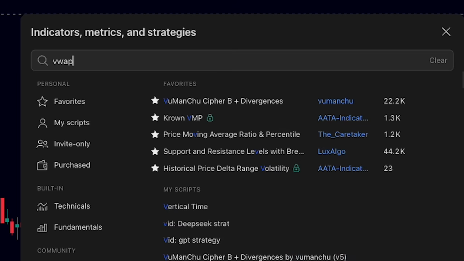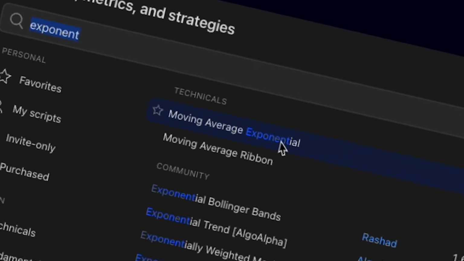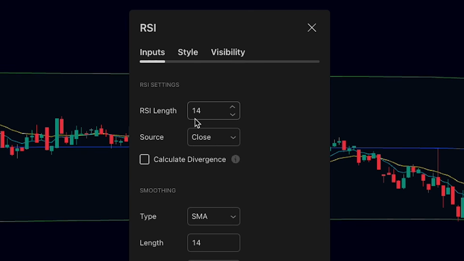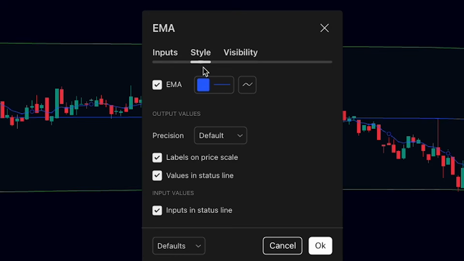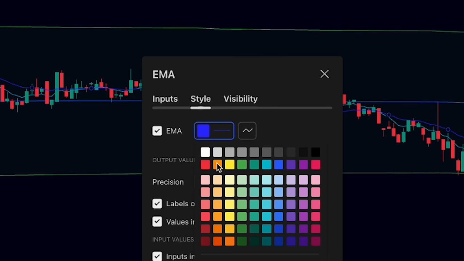We'll need to add these indicators: volume weighted average price, exponential moving average, twice, and the RSI, or relative strength index. Let's go to the RSI and make sure length is set at 14. Then let's go to the first exponential moving average and set length to 9 and change the color to cyan. Then let's go to the second exponential moving average and set length to 21 and change the color to yellow.